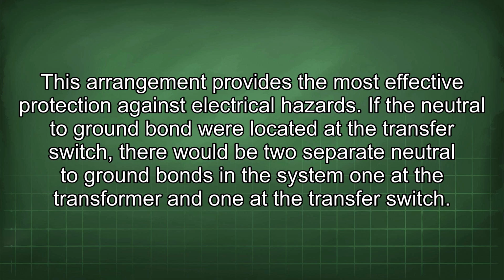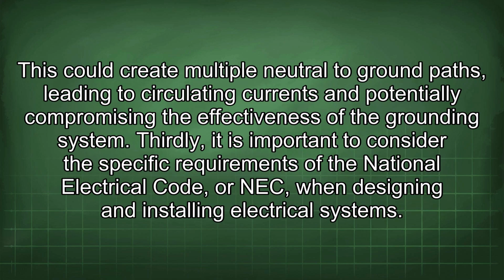If the neutral to ground bond were located at the transfer switch, there would be two separate neutral to ground bonds in the system, one at the transformer and one at the transfer switch. This could create multiple neutral to ground paths, leading to circulating currents and potentially compromising the effectiveness of the grounding system.